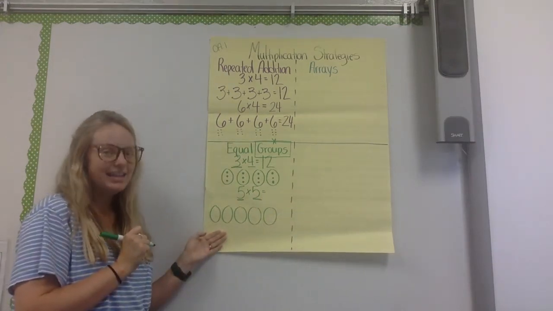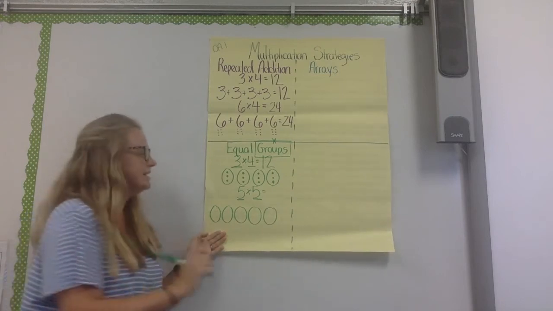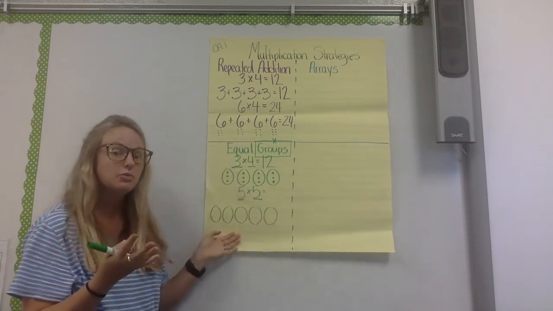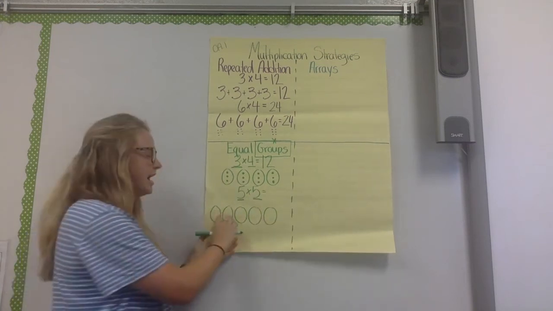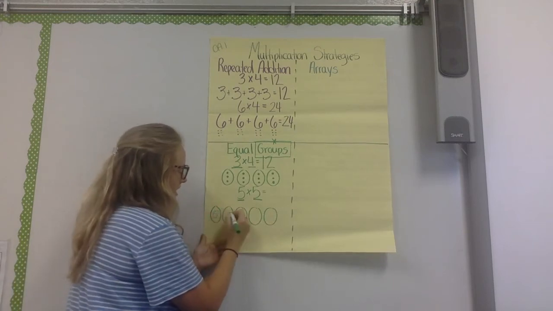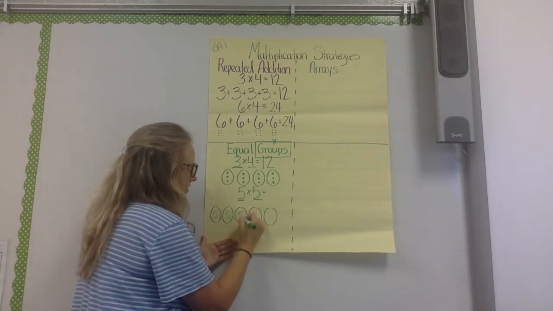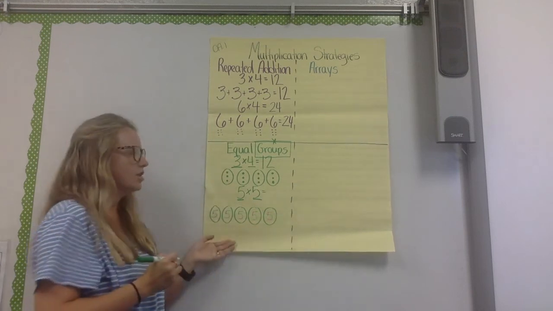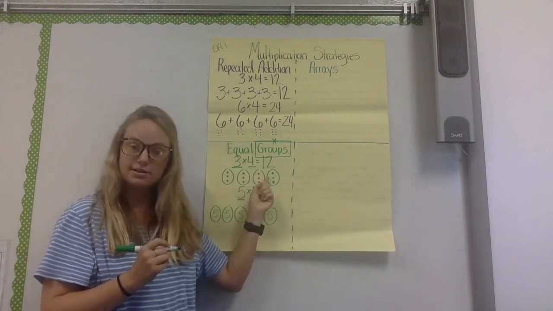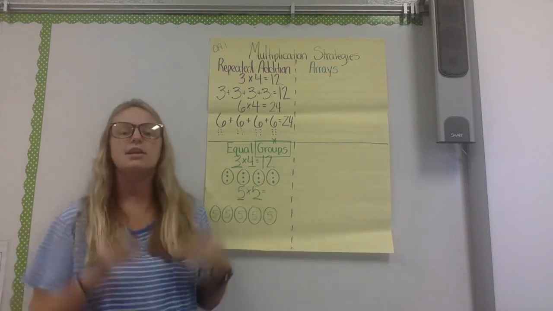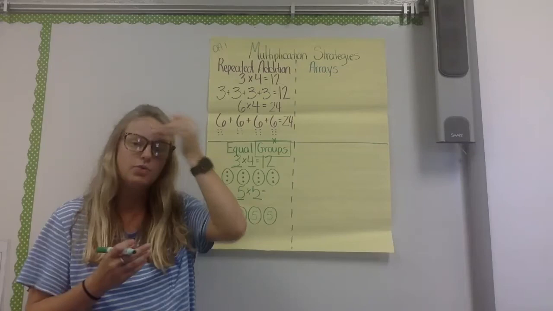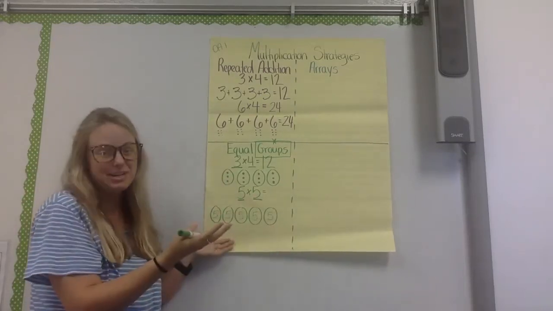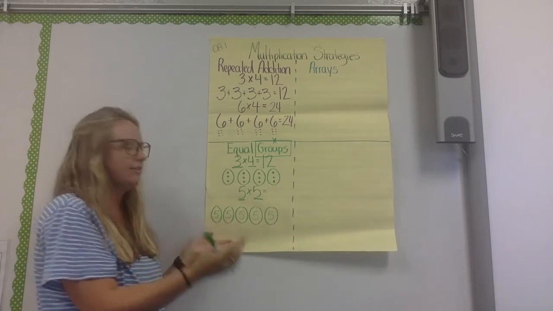Now, I'm going to do something different. Instead of drawing dots, I can count by fives. So, I'm just going to write the number 5 inside to show that this is worth 5, this is worth 5, this is worth 5, this is worth 5, this is worth 5. So, you can either draw dots. If you need to count dots, that's fine. Some of you can add in your head or skip count. If so, you can just write the number inside. So now I'm going to count by fives because I know how to count by fives.